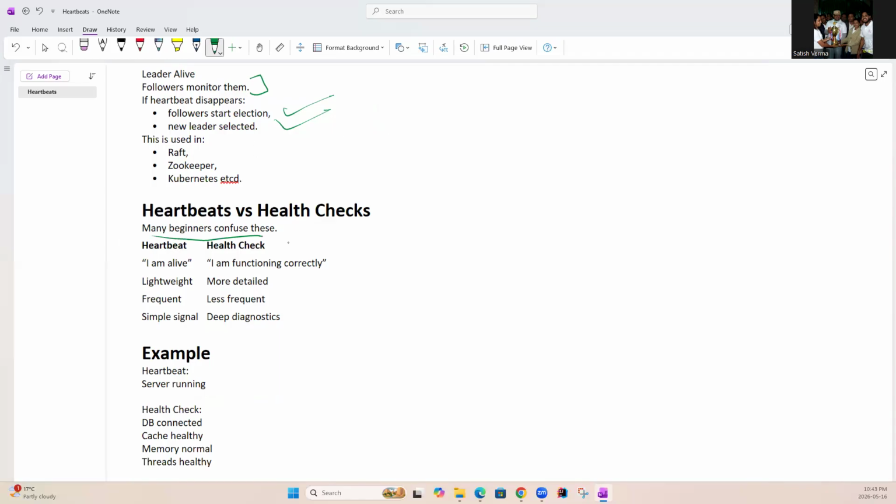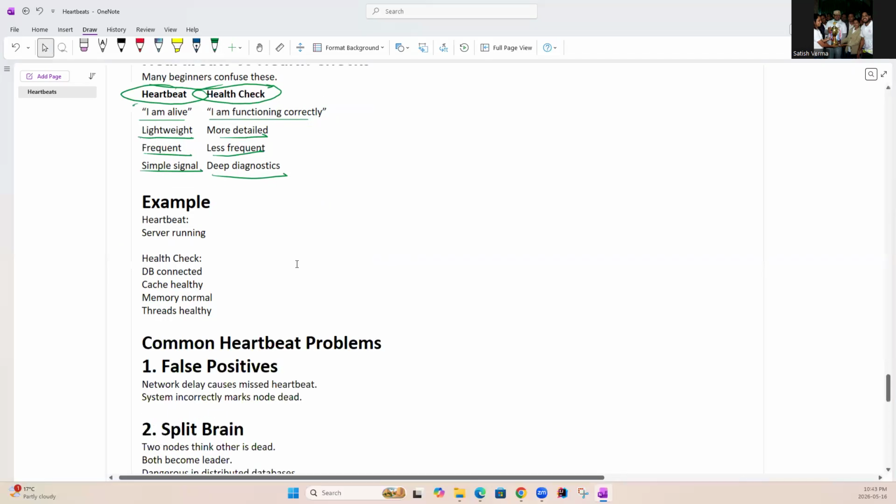Heartbeats versus health check. Many beginners confuse these two things. Heartbeat is different, health check is different. Heartbeat is like "I'm alive." Health check is "I'm functioning correctly." Heartbeat is lightweight, frequent, a simple signal. Health check is more detailed, less frequent, a deep diagnostic. Example: heartbeat says the service is running. Health check says the database is connected, the cache is healthy.